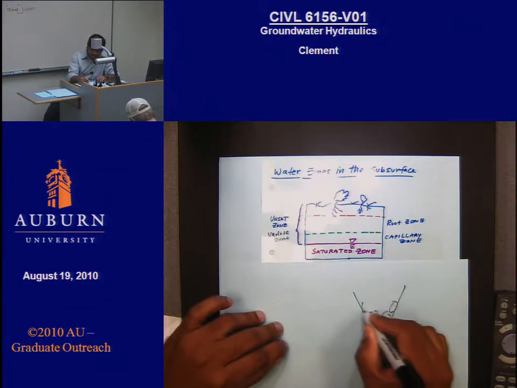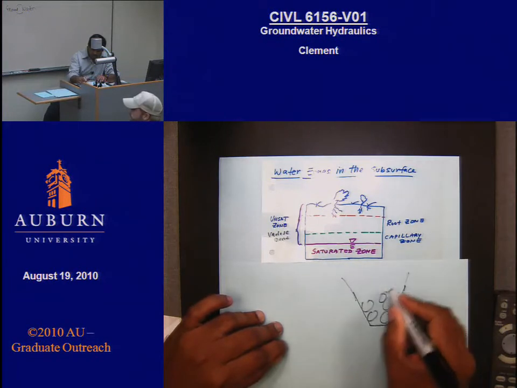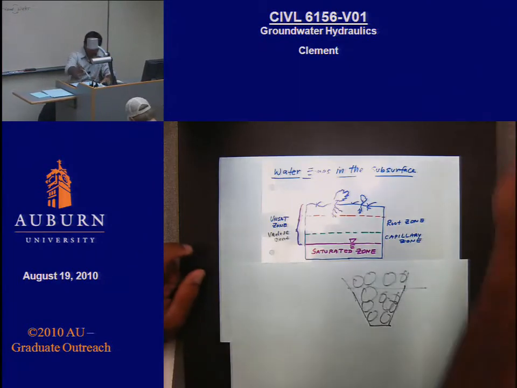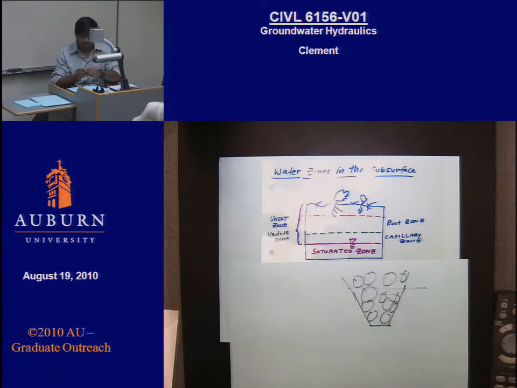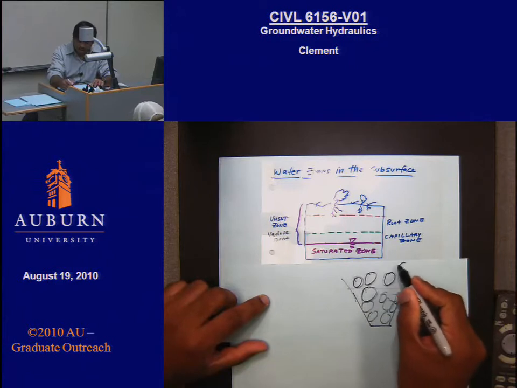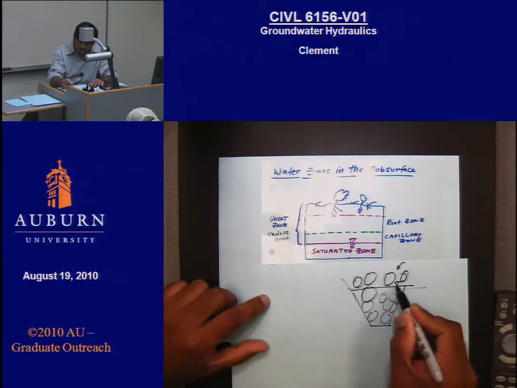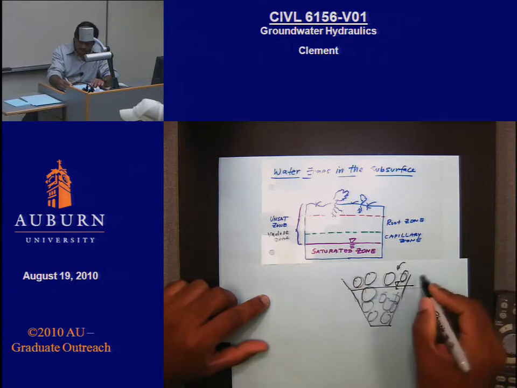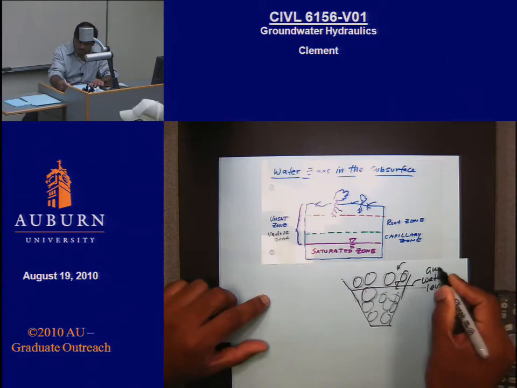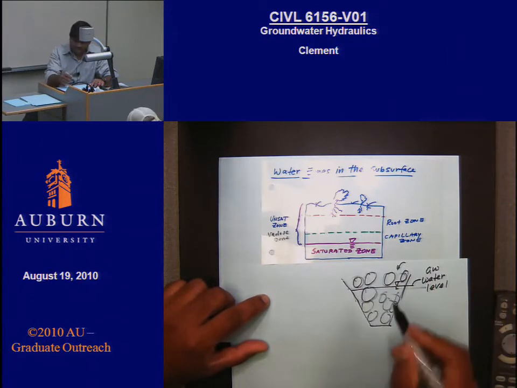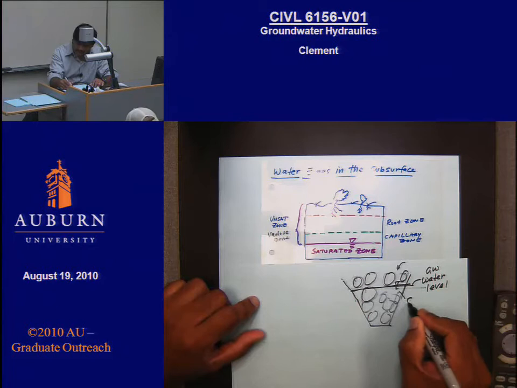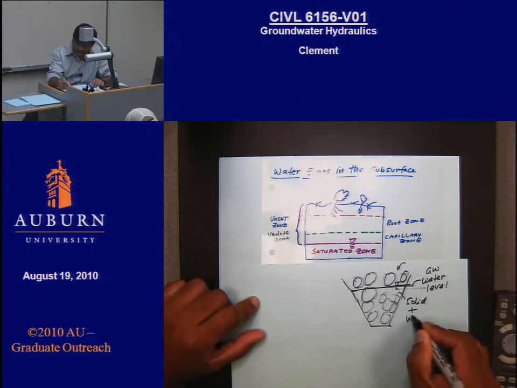So here are my ice cubes. As I start pouring Coke into it, it'll stop somewhere here. And this is what I'm going to call a water level or groundwater level. Now, by definition, below this groundwater level, or saturated water level, what you have is basically solid plus water.